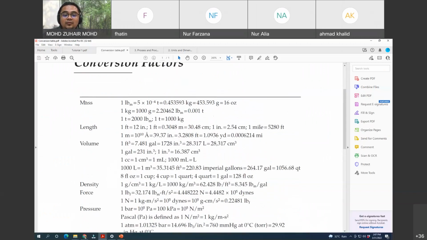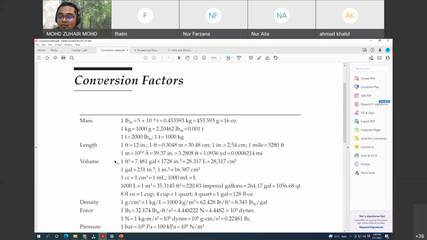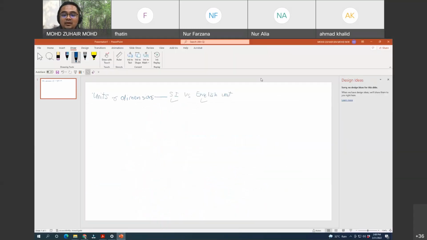Okay. So if it's something related to mass, from pound, if you want to convert to kg, so 1 pound equals 0.453593 kg. Should you memorize all of this? No need. Because in the test or in the examination, I will provide this conversion table, attached along with the question sheet. So you don't have to memorize all of this, but you need to know how to use it.